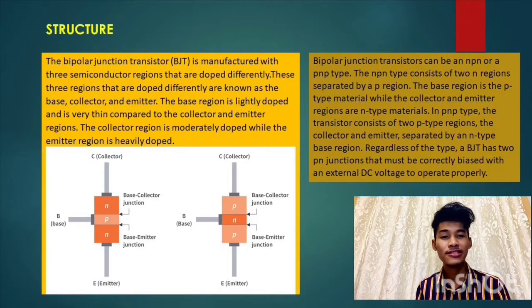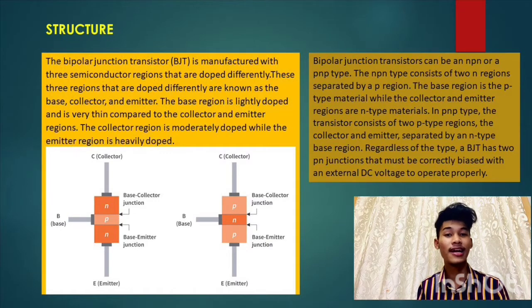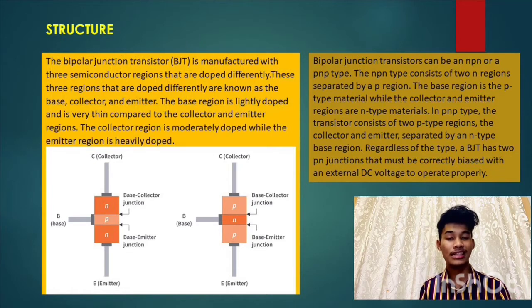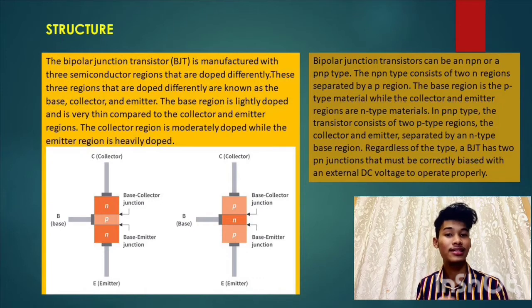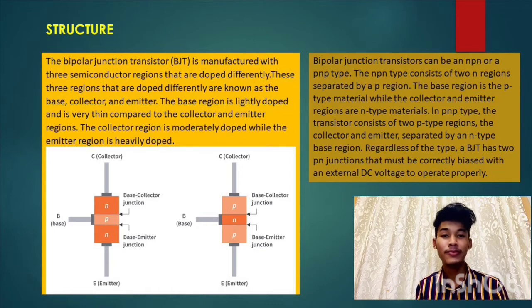The bipolar junction transistor is manufactured with 3 semiconductor regions that are doped differently. These 3 regions that are doped differently are known as the base, collector and emitter. The base region is lightly doped and is very thin compared to the collector and emitter regions. The collector region is moderately doped while the emitter region is heavily doped.